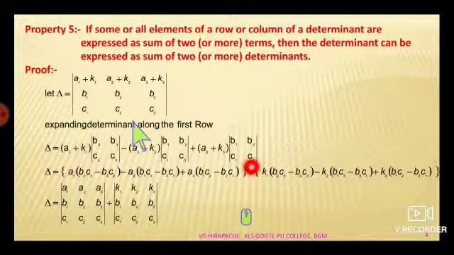sum of two determinants. Therefore, a2 plus k2, a3 plus k3. Let me begin with the verification. Let delta be equal to a1 plus k1, a2 plus k2, a3 plus k3. The first row consists of the sum of two terms. The second row elements are B1, B2, B3, and the third row C1, C2, C3.